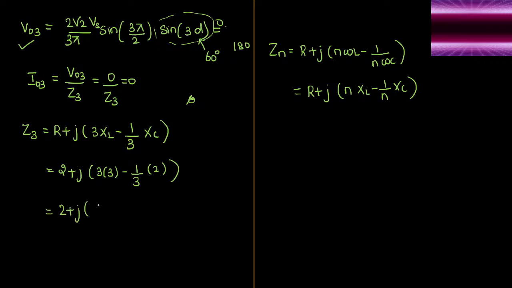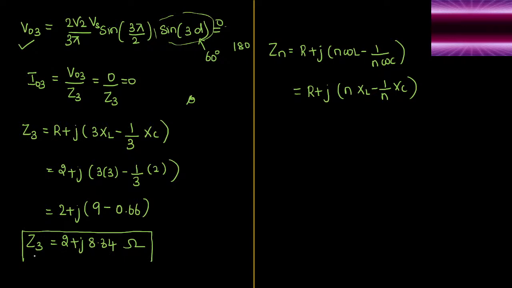j times of 3 times of 3 will be 9 minus 2 by 3. 2 by 3 means you all know that is 0.6666. Now, if you subtract 0.666 from 9, you will be getting 8.34 approximately. 2 plus j times of 8.34. So this is the impedance of third harmonic. This is in rectangular form and you all know how to convert it into polar form if it is required.